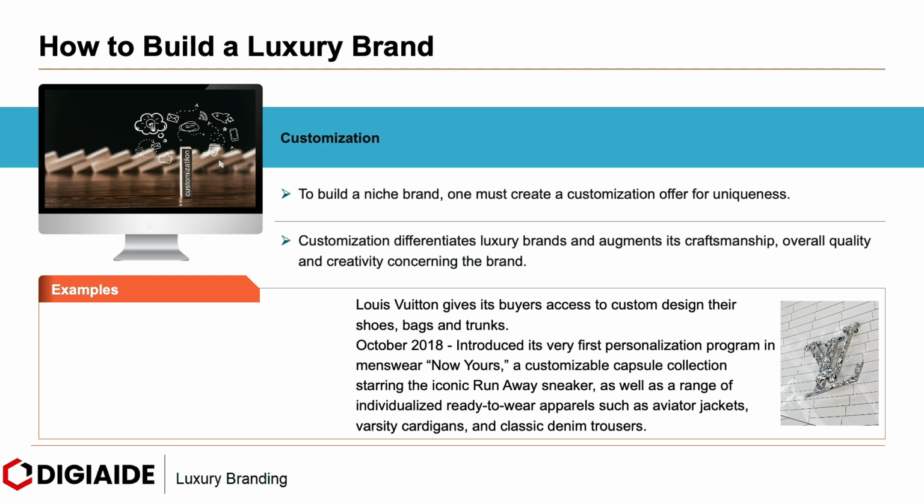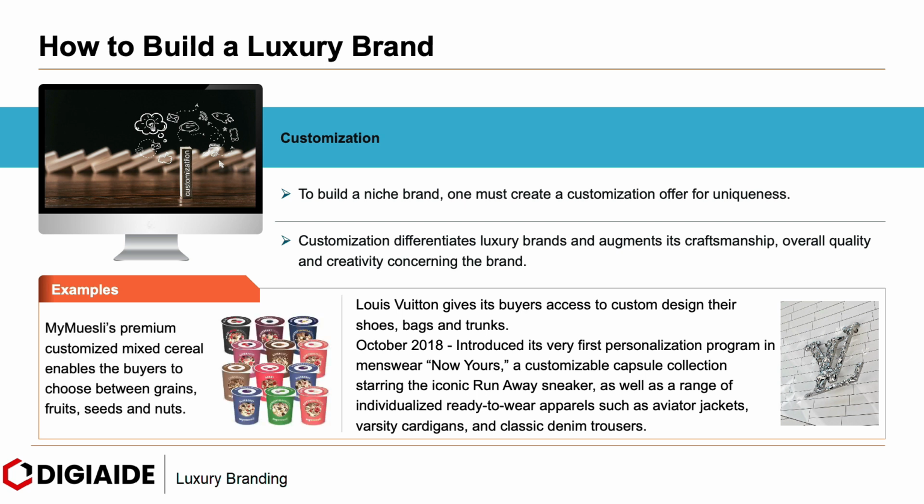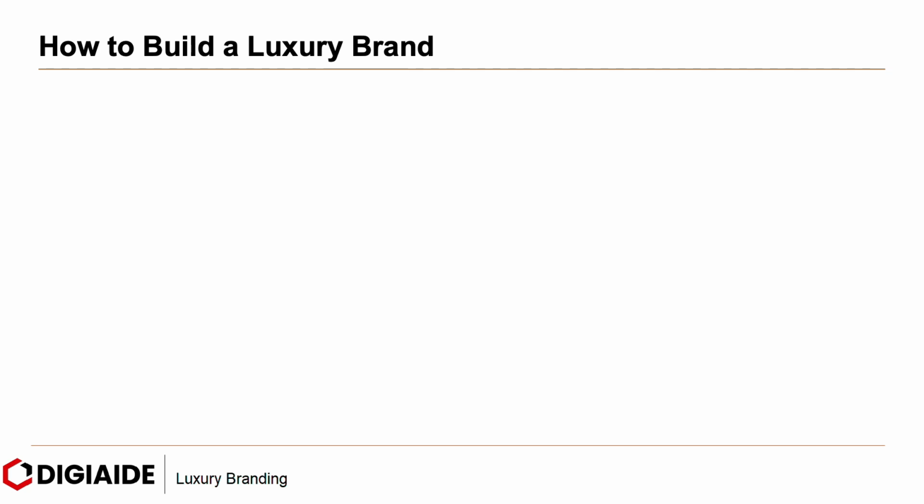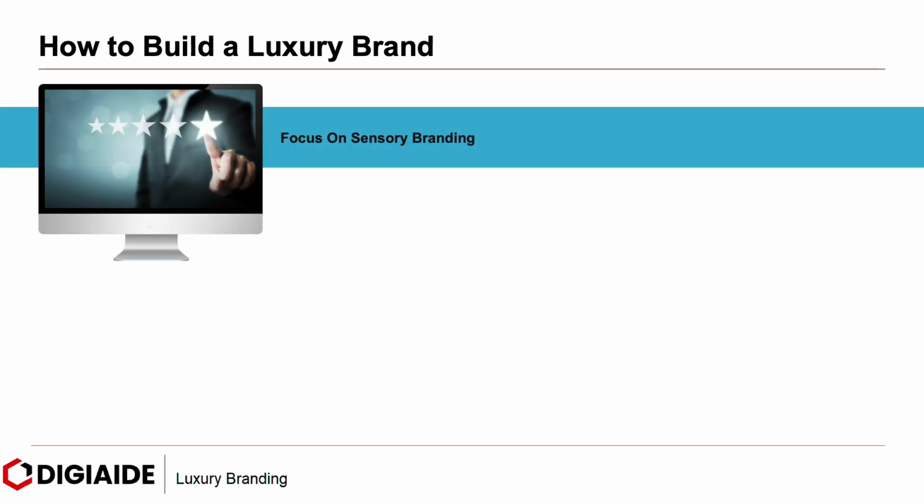The brand in October 2018 introduced its very first personalization program in menswear, stated, "Now yours," a customizable capsule collection starring the iconic runway sneaker as well as a range of individualized ready-to-wear apparel such as aviator jackets, varsity cardigans, and classic denim wear trousers. The next example could be of My Muesli's premium customized mixed cereal, which enables the buyer to choose between grains, fruit, seeds, and nuts. The next strategy to build a luxury brand is focus on sensory branding.